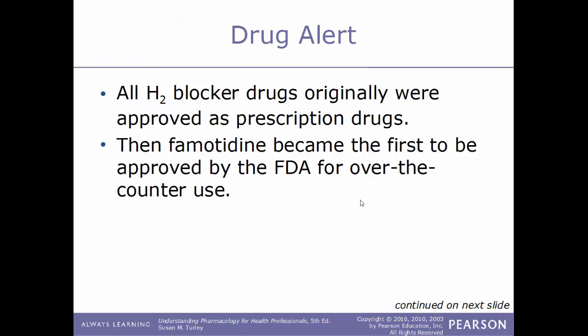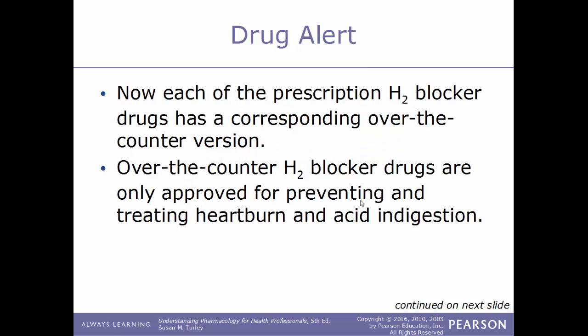All right, this leads us to another drug alert. All H2 blocker drugs originally were approved only as prescription drugs. Then famotidine, which is Pepcid, became the first to be approved by the FDA for over-the-counter use. Now, each of the prescription H2 blocker drugs has a corresponding over-the-counter version, and the over-the-counter H2 blocker drugs are only approved for preventing and treating heartburn and acid indigestion.